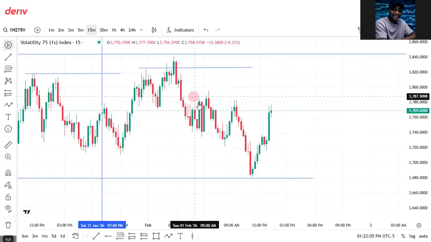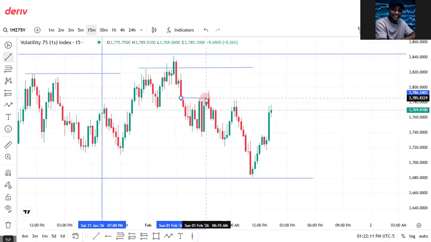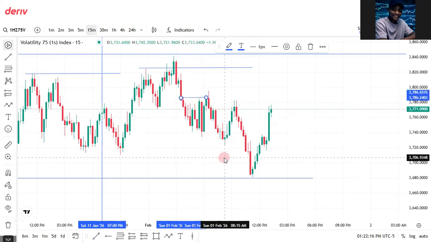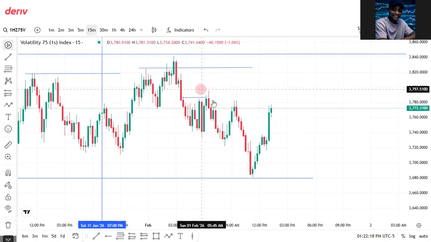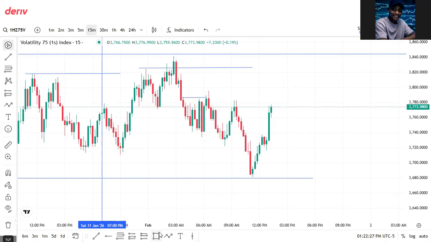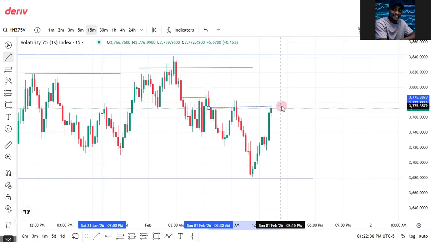So we take out this high, we take out this high here, we move down. What does it mean? It means there shouldn't be any liquidity here for now. So my attention was on this. I'm using this. My attention was here.